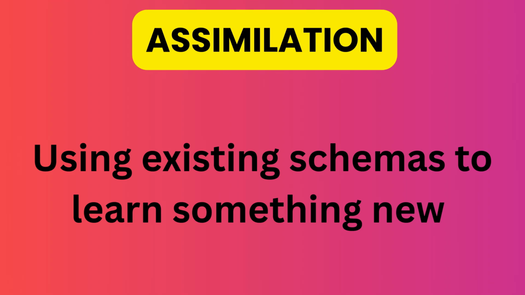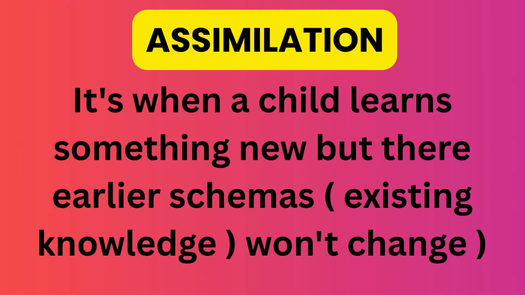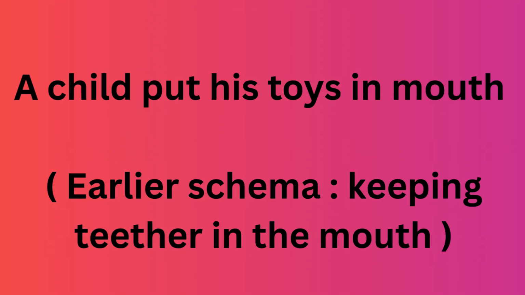The next important term is assimilation. Here, we use existing schemas to learn something new. What happens is a child learns new techniques or new knowledge, but his earlier knowledge, his earlier schema won't change. He will use it in learning something new. This is assimilation. A child puts his toys in his mouth, but first he knows how he puts his teethers in his mouth. According to that he will do it.